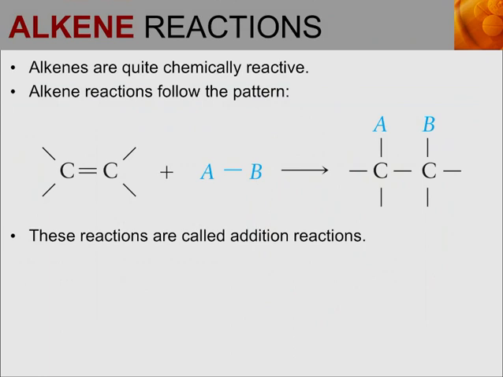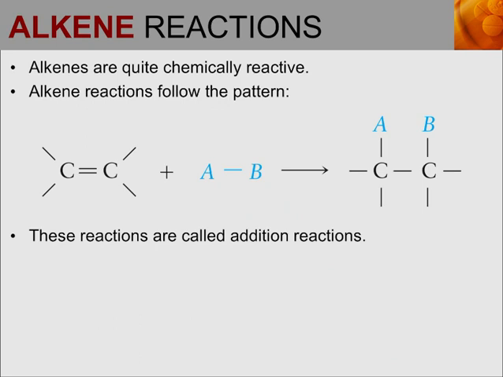Now let's move on to alkene reactions. So alkenes are very reactive. And if we think about alkanes, we said that alkanes are not very reactive. There's only a couple of reactions that they can do. But alkenes have more reactions that they can perform, and that's due to their double bond.